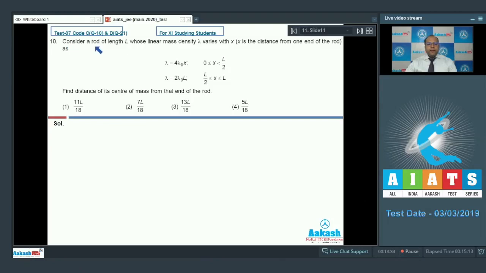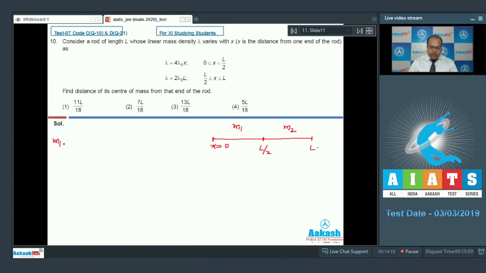In question number 10, consider a rod of length L whose linear mass density varies with x as per this expression, where x is the distance from one end of the rod. Find distance of its center of mass from that end of the rod. So let's analyze the situation. Let L is the length of the rod. This is x equal to 0 and this is at x equal to L. In the given question, up to L by 2, the linear mass density is given by 4 lambda naught x, and after L by 2, it is given by 2 lambda naught L. Let the mass of this segment is m1 and the mass of this segment is m2.